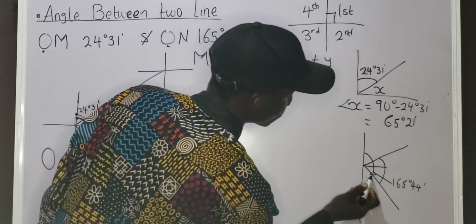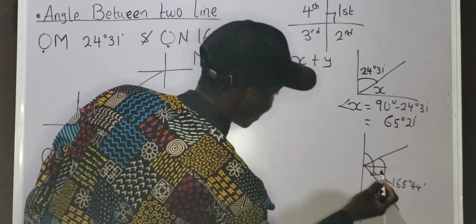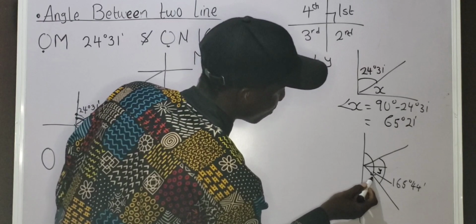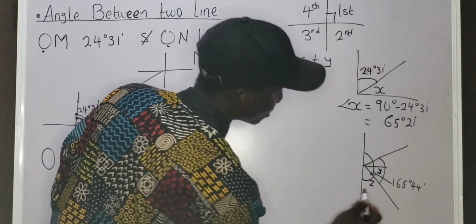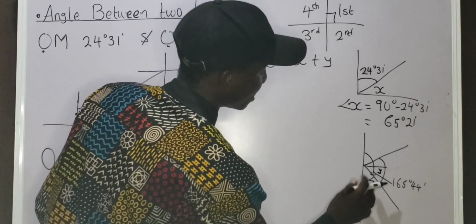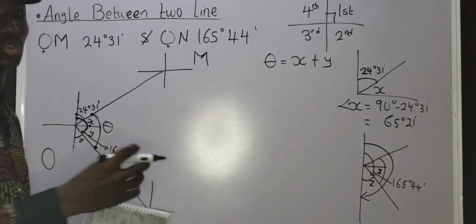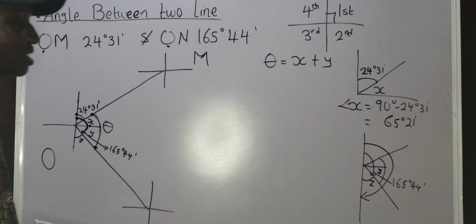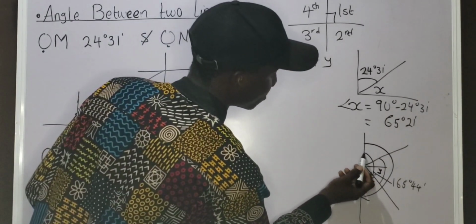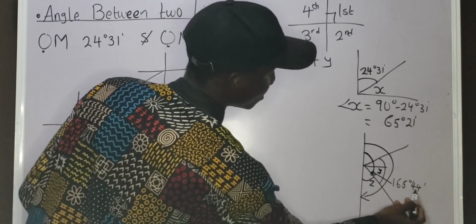But this small angle is the angle that I need. This is angle Y, Abby. So in order to get this small angle, I need to first calculate this angle Z. In order to calculate angle Z, the totality of this angle is what? 180 degree, just like sum of angles on a straight line. The total angle along this straight line is 180 degree. But I know the angle from this point to this point is 165 degree, 44 minutes.